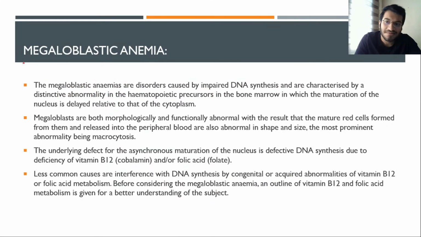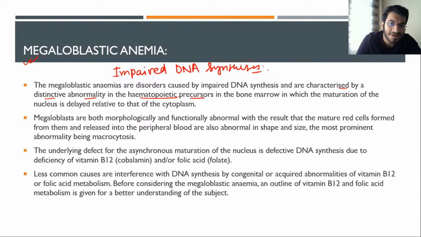Now comes the megaloblastic anemia. Megaloblastic anemias are disorders caused by impaired DNA synthesis and are characterized by a distinctive abnormality in the hematopoietic precursors in the bone marrow, in which the maturation of the nucleus is delayed relative to the cytoplasm.